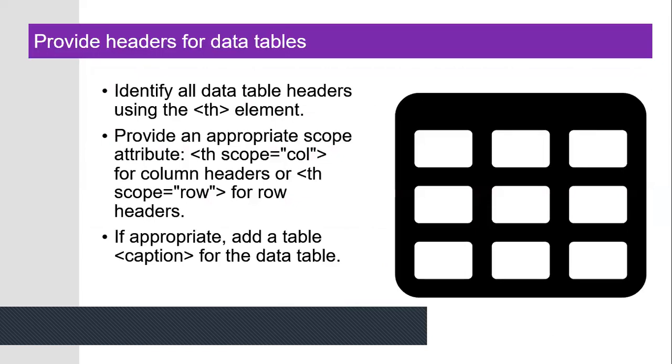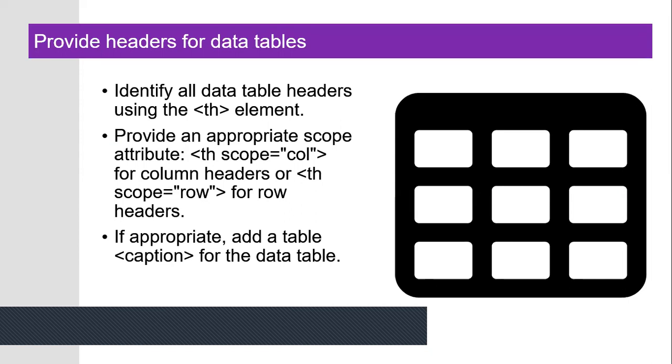The next principle addresses data tables. There's two basic uses for tables on the web, data tables and layout tables. Generally speaking, you should try to avoid using tables for layout and use CSS for visual presentation instead. The purpose of data tables is to present tabular information in a grid or matrix and to have columns or rows that show the meaning of the information in the grid.